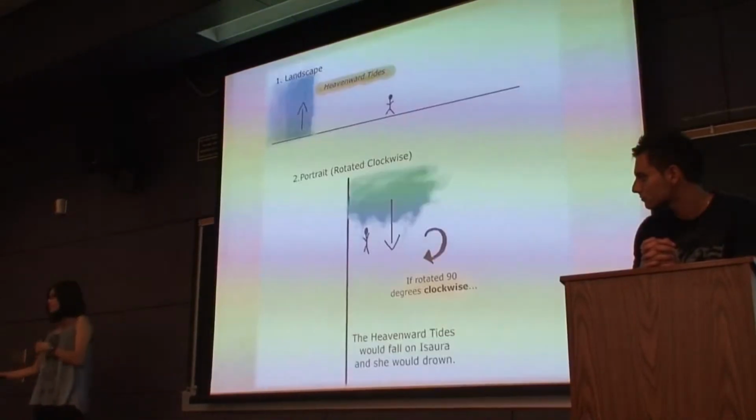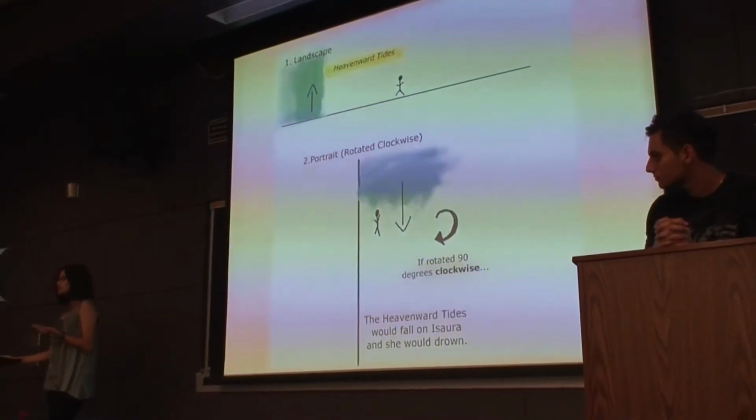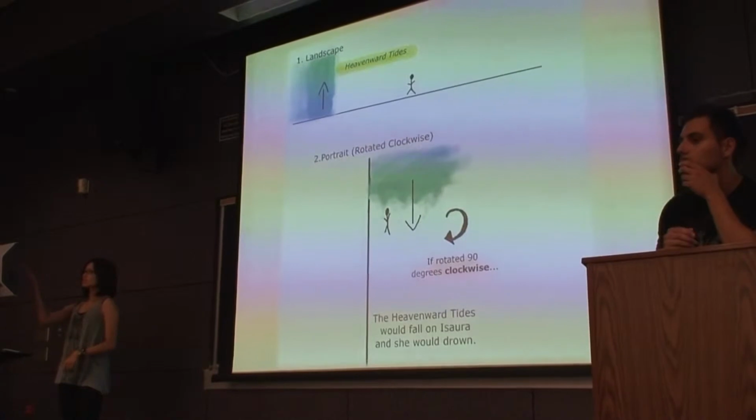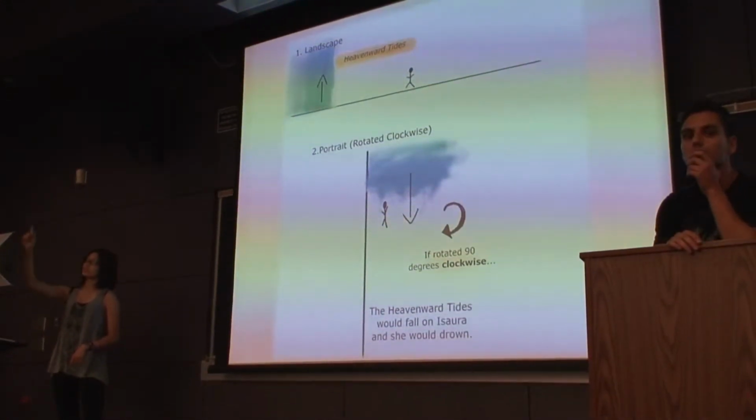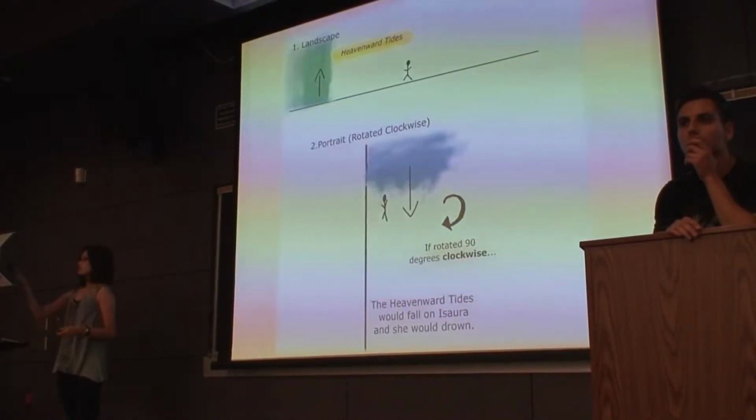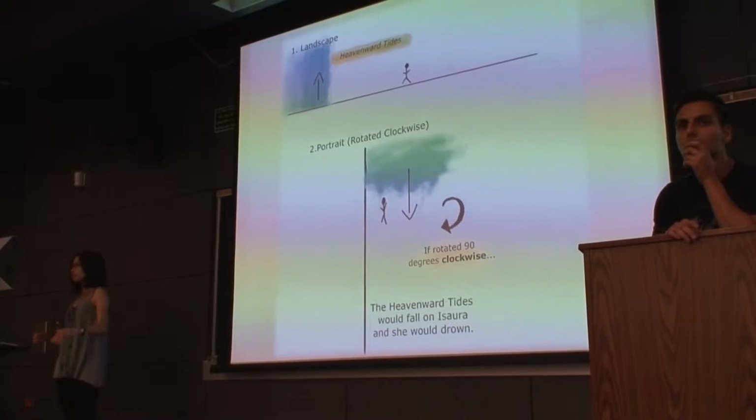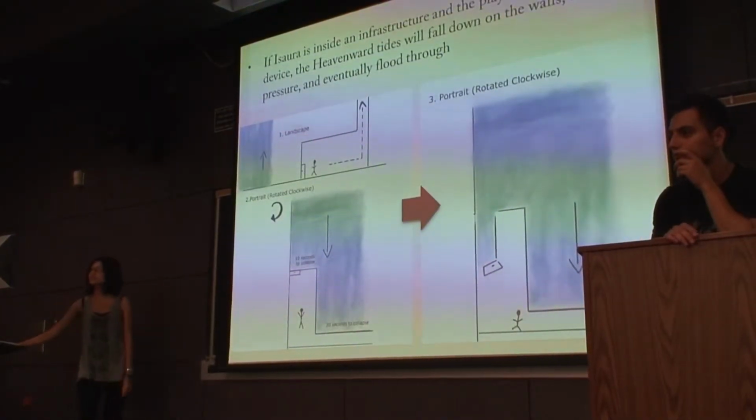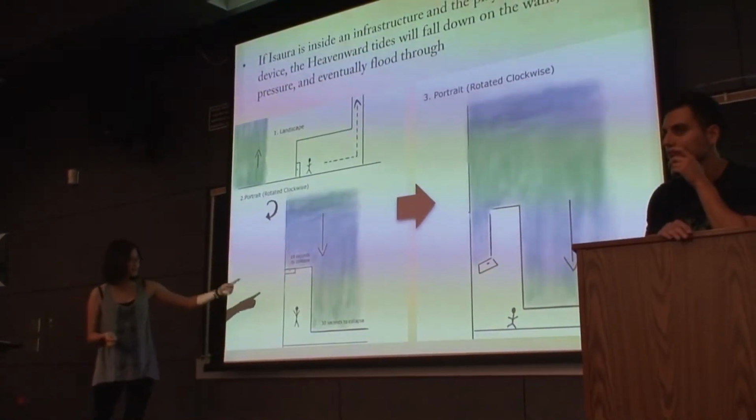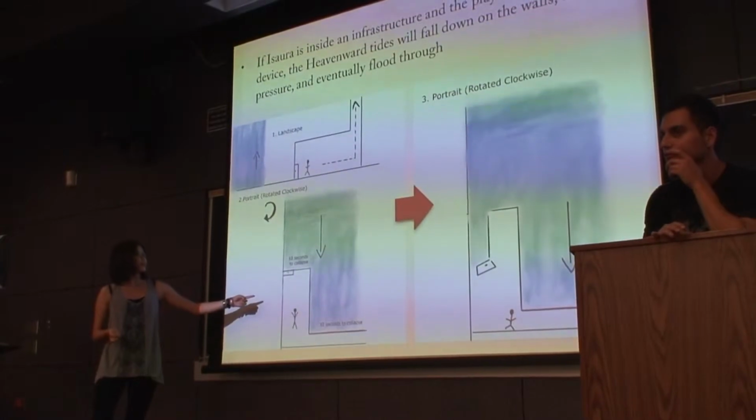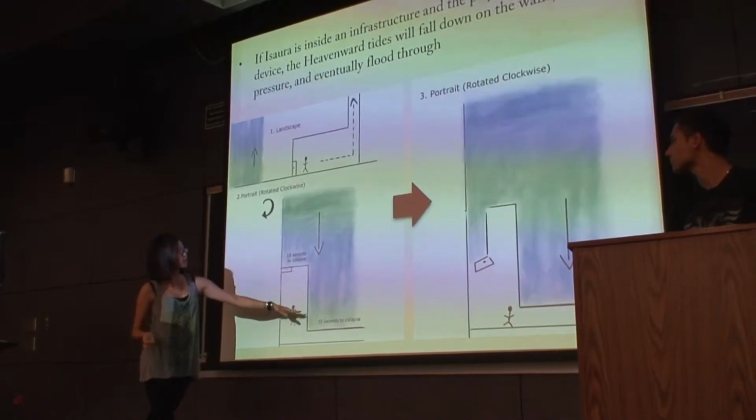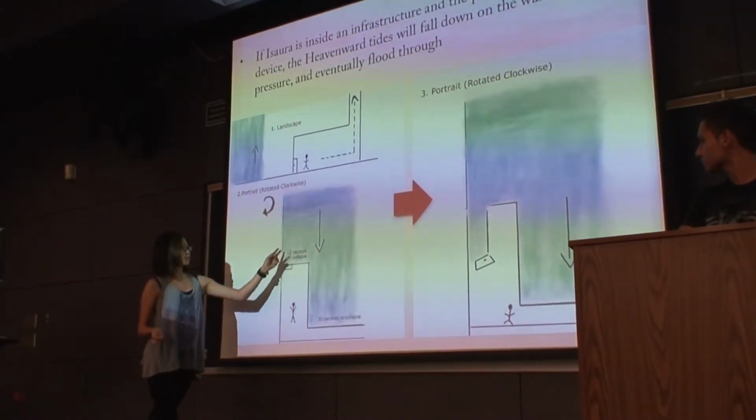But as we go back to the gameplay mechanics, the heavenward tides ultimately prevent the player from falling down into infinity. So as you can see here in the diagram, the tides are first going vertically up, but if the player rotates the device 90 degrees clockwise, Azura will fall down and the water will fall down on top of her. Now, if she is in an infrastructure and the player rotates the device 90 degrees clockwise, she'll be temporarily protected by what she's in, but she only has a limited time to jump down and escape that way before the water puts pressure on the walls and they crumble down and the water floods the whole place.